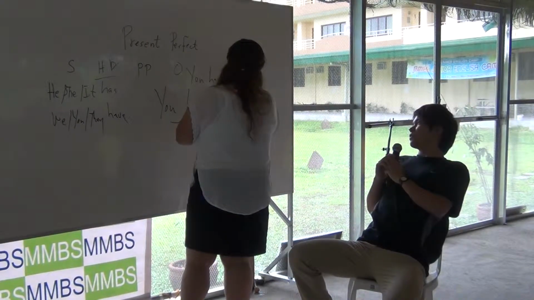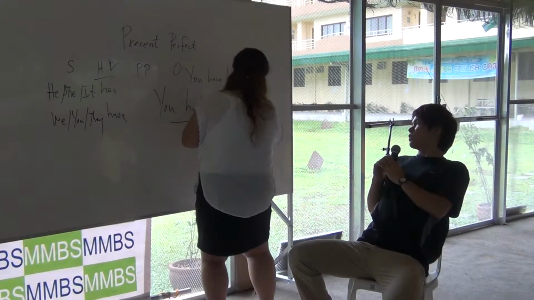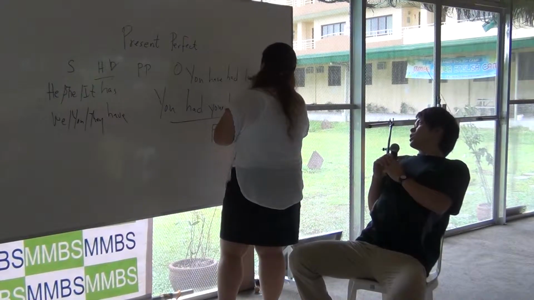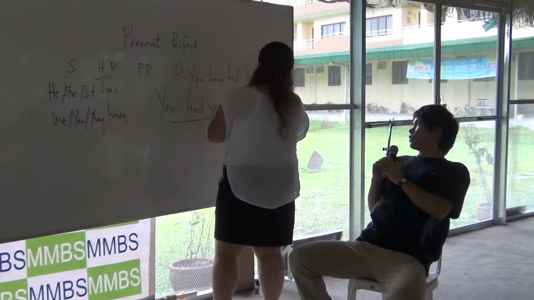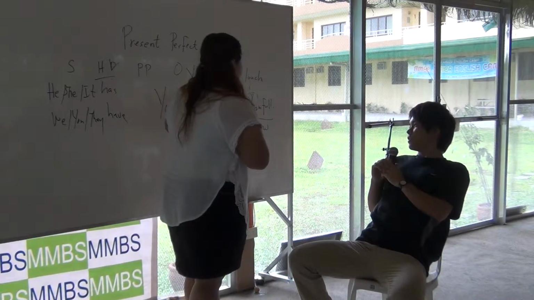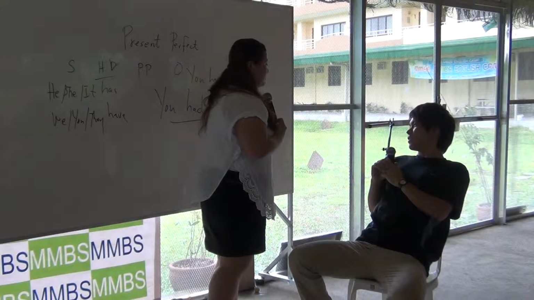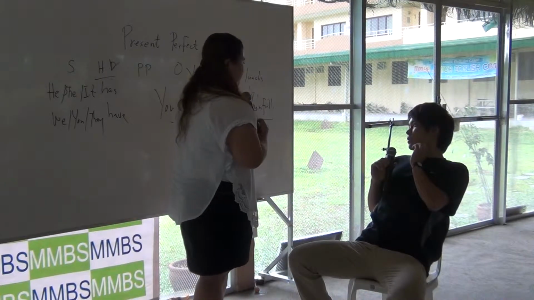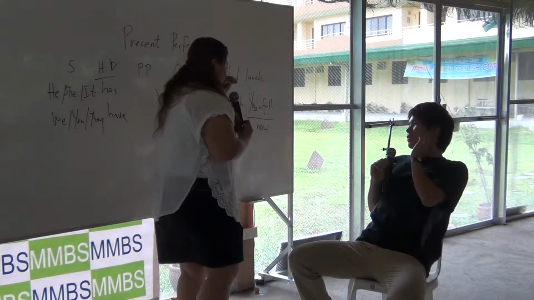I have had. You have had lunch. Okay, you have had lunch. Is this now correct? Yeah. Because this action happened in the past, but right now there's a result, so you're going to use a present perfect. Do you have any question about that?